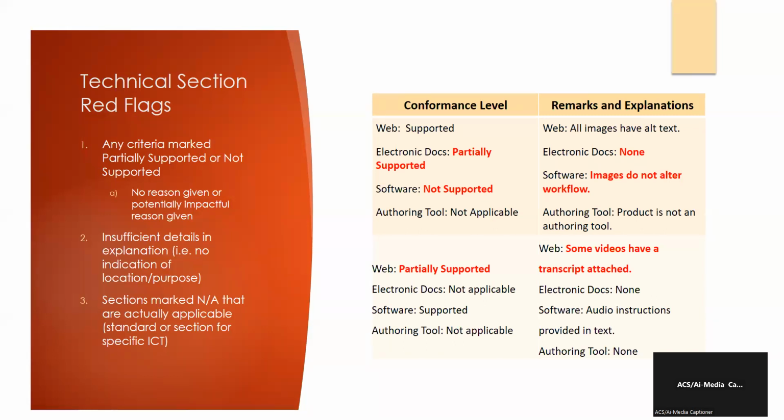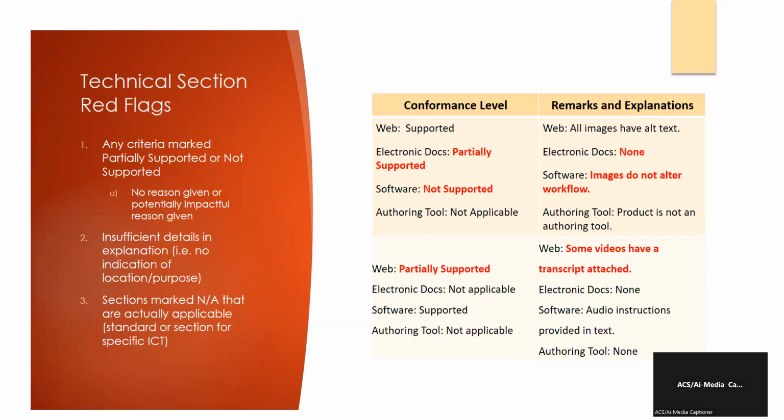Now, third thing also is to look for sections that are marked not applicable that are actually applicable. Usually this is specific standards or sections for specific ICT. Like I mentioned earlier, if they're providing a software solution, they're not providing any hardware, then hardware is not going to be applied. But if it's something like a kiosk where they're providing kiosks, well, they might mark hardware as applicable, but they might not include web because the kiosk is not connecting to the web. However, software might still be applicable there, and we need to make sure it's meeting those guidelines.